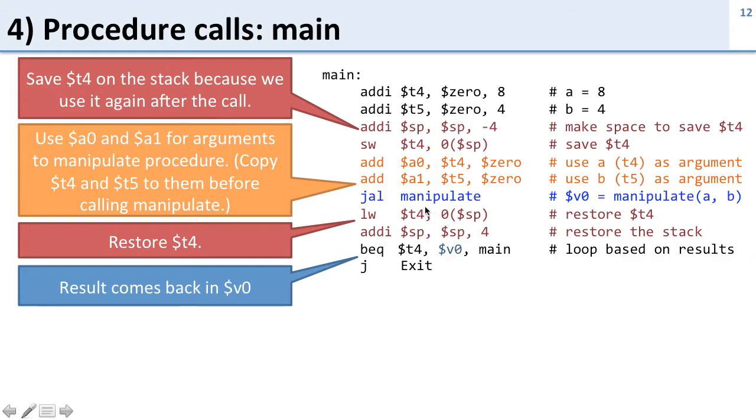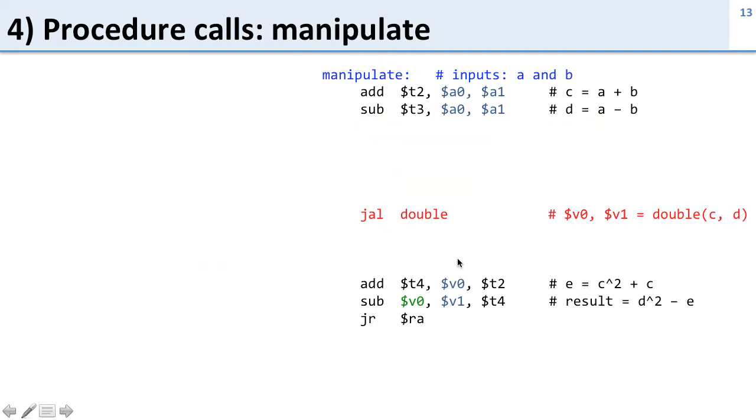Or sorry, the result from manipulate is stored in V0, and so if we want to do something with it in main, we need to get that value from V0. Okay, let's take a look at manipulate.